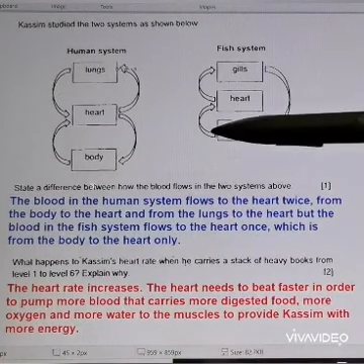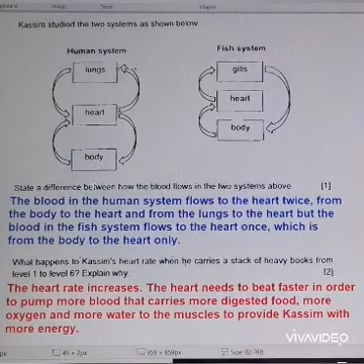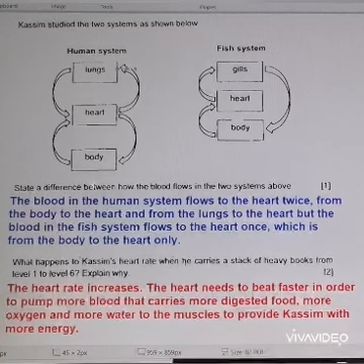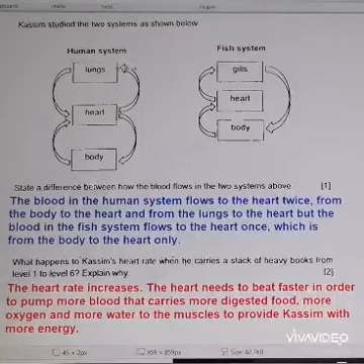What happens to Kasim's heart rate when he carries a stack of heavy books from level 1 to level 6? Of course, Kasim's heart rate will increase. Remember, this phrase is more or less the same whenever you explain your question. Now let's begin reading. The heart needs to beat faster in order to pump more blood that carries more digested food, more oxygen, and more water to the muscles to provide Kasim with more energy.